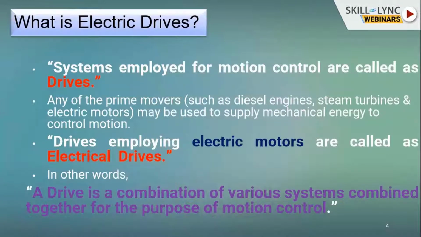The systems which are employed for motion control are known as drives. In that case, different prime movers, such as the diesel engine, steam turbine, or the electric motor, may be used for that motion control. But when the electric motor is used for the motion control, we call it an electric drive. In other words, a drive is a combination of various systems combined together for the purpose of motion control.